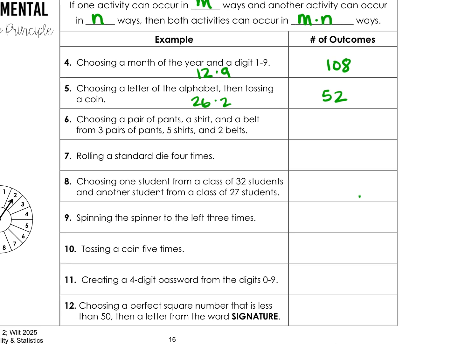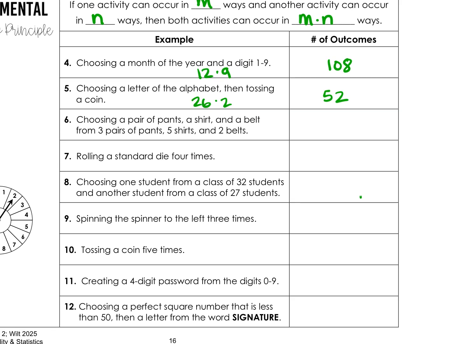These are the most popular ones that you see on tests where you choose a pair of pants, a shirt, and a belt from 3 pairs of pants, 5 shirts, and 2 belts. Well, you just multiply them. 3 times 5 times 2, and that gives us 30.